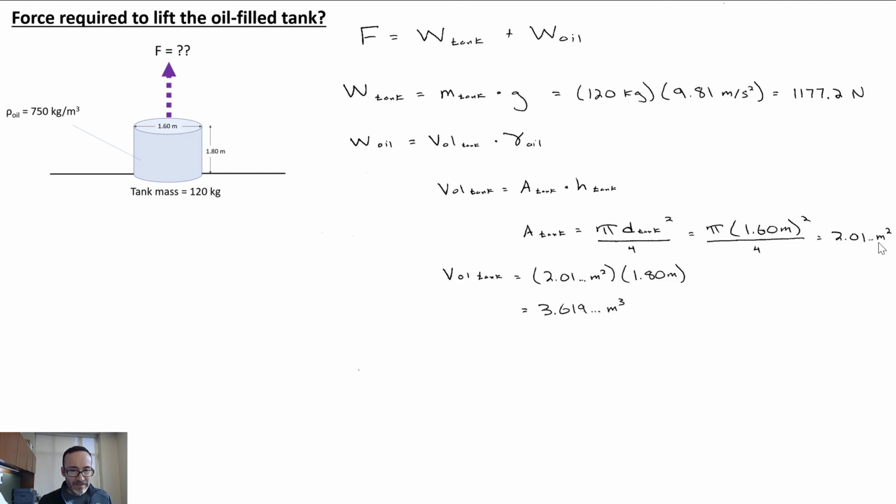Now that we have the area of the tank, we can determine the volume of the tank by multiplying by the height, 1.80 meters. That gives 3.619, and so on, cubic meters as the volume. Then the next step would be to find the unit weight of the oil. If we're given the density, which is mass per volume, what I want to know is the weight per volume of this fluid. This oil has a unit weight of 7357.5 newtons per cubic meter, because the way to get the unit weight is simply to multiply the density by g.